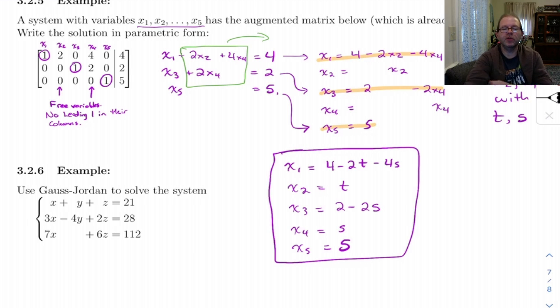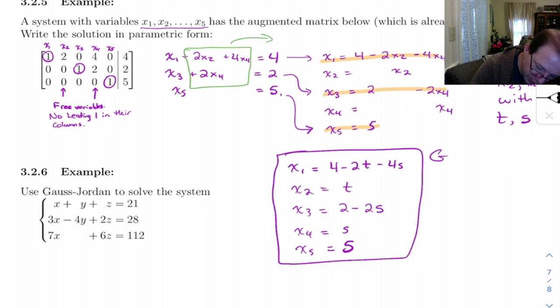The idea is you can pick any value you want for t or for s, plug it in there, and it'll give you a solution to this system of equations. This is the general solution, or parametric solution.